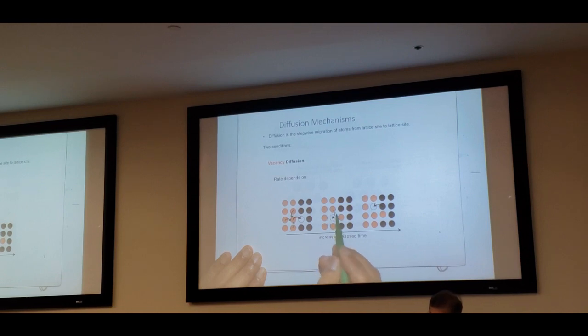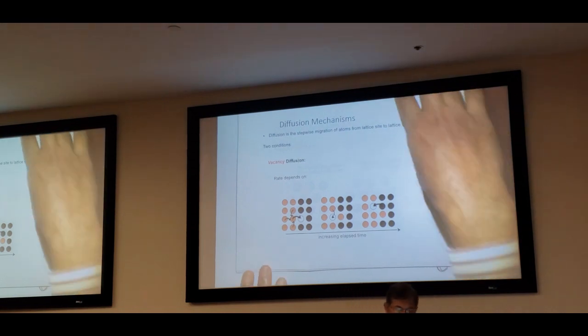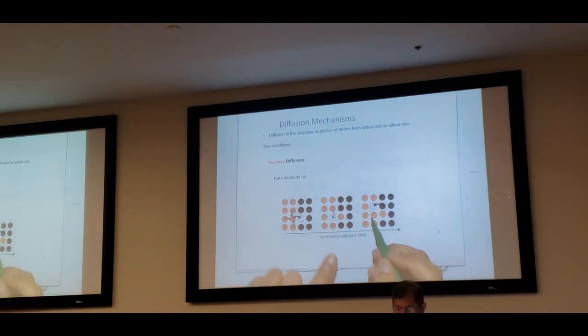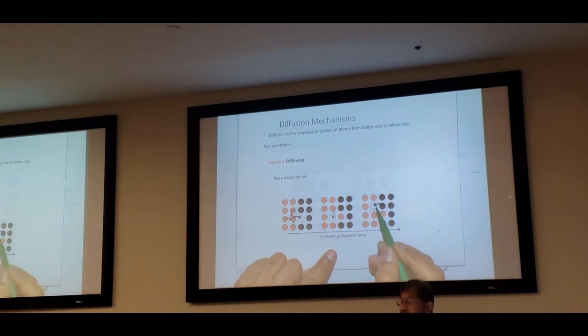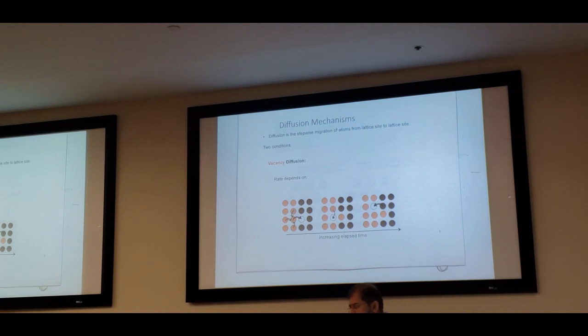Another atom can move to this point. For example, if this moves to this point, this atom in this case can move to this point, and further diffusion can take place. That is called vacancy diffusion. Remember, in this case, it's not that easy to move from one point to another, because it needs to have certain energy to move from one point to another point.